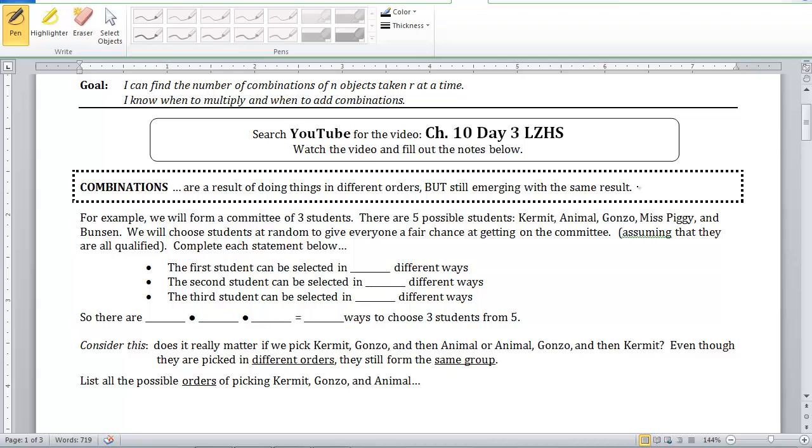In this video, you will learn how to find the number of combinations of n objects taken r at a time, and when there are multiple events, you will learn when you should multiply and when you should add the combinations. So what is a combination? A combination is the result of doing things in different orders, as is a permutation, but still emerging with the same result. What that means is that order is not important in a combination.